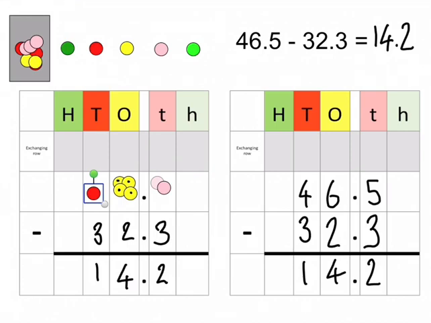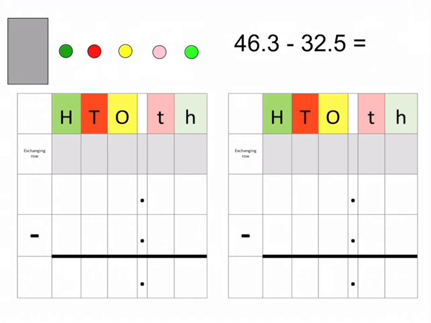Okay, that was quite easy because no exchanges. All the digits at the top are bigger than all the digits at the bottom. Let's try this one where that's not true. 46.3 take away 32.5. The problem here is going to be this 3 is smaller than this 5. So, let's write it out by hand. 46.3 take away 32.5.